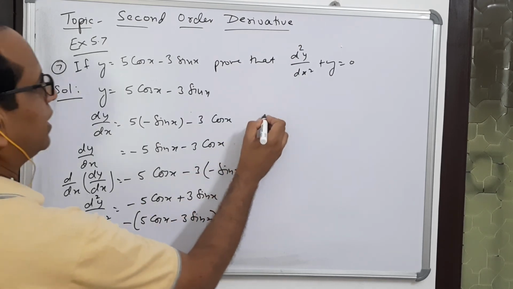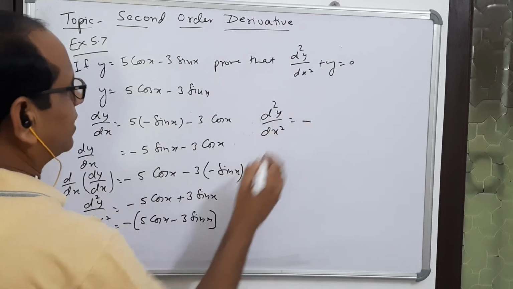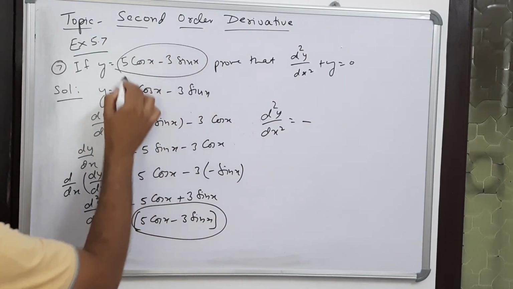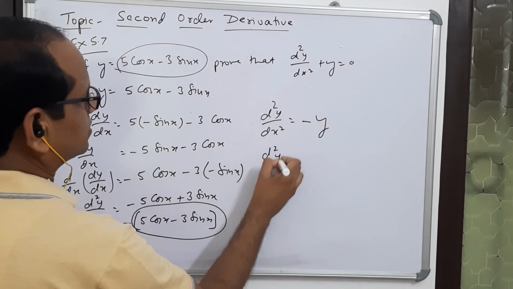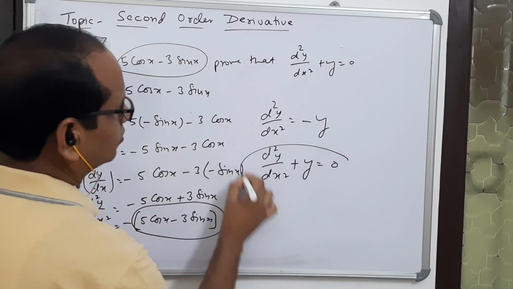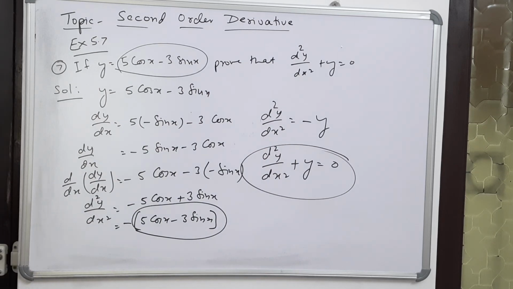And you know, in the next part, d2y by dx square is minus, and you know what is the meaning of this now? Look here. The meaning of this one is y. So d2y by dx square plus y equals 0. And this is only the part which we want to prove. So in this way, we can find the answer of this particular problem.